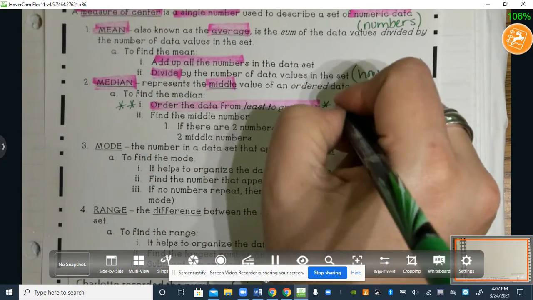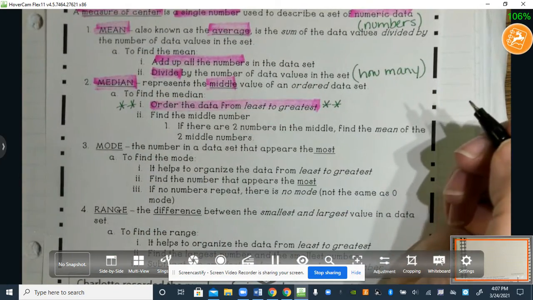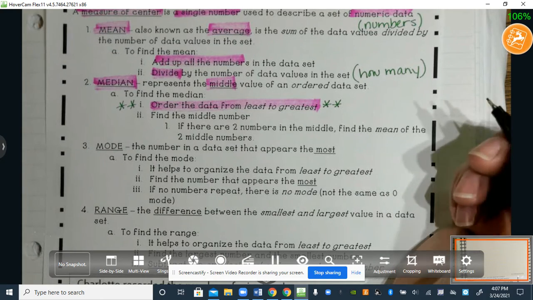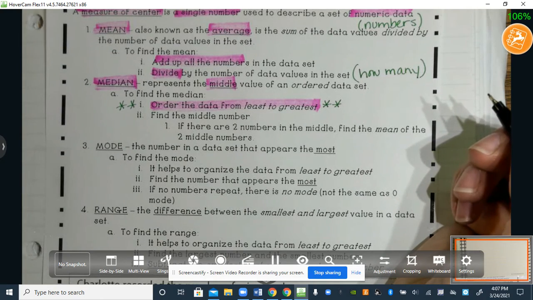You always want to put it in order from least to greatest because a lot of times they'll give you the data and it's all mixed around. Like all the numbers do not go in an order. So take that extra time to put them in an order. Once you put them in order from least to greatest, then you can find the middle number.